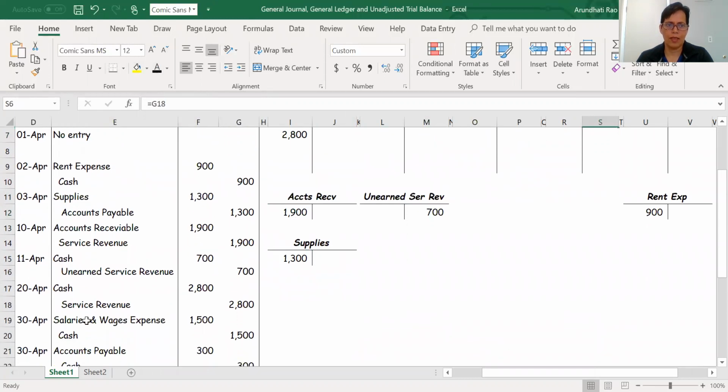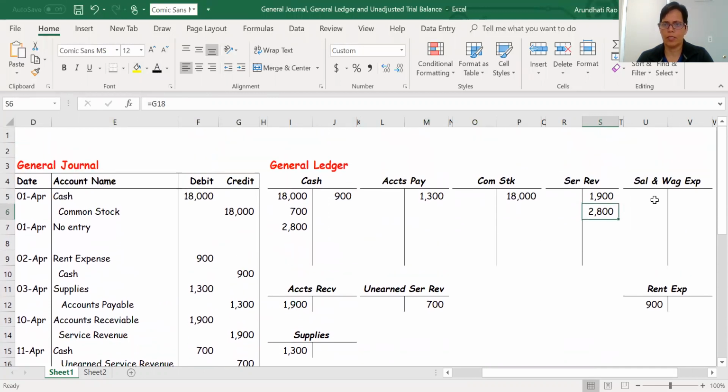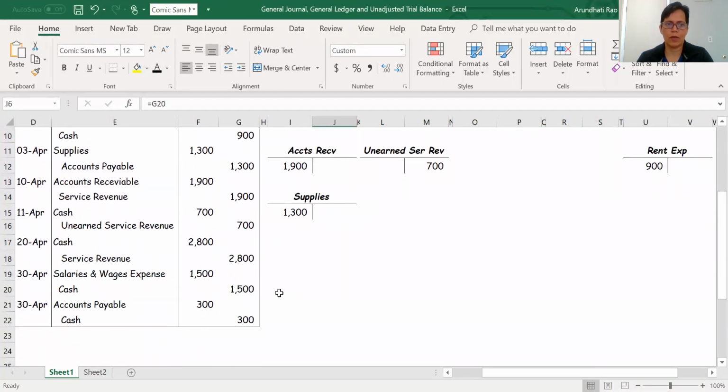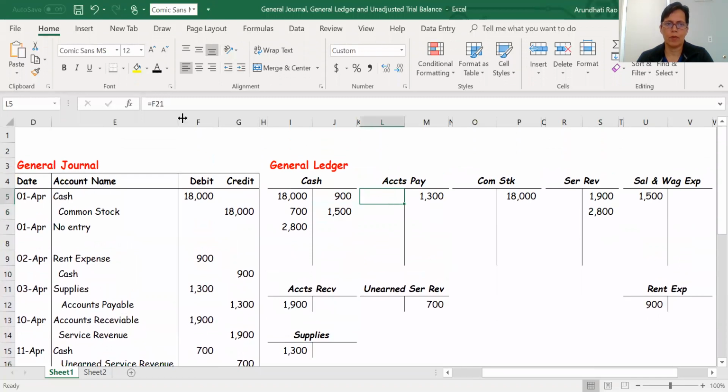Then I have salaries and wages expense debit, cash credit, salaries and wages expense debit, and cash credit. My cash balance has gone down, but obviously I got a benefit over there. And accounts payable debit, my accounts payable balance went down, which is good. A liability decreased, but so did cash, which is an asset. Okay. So now I have finished the process of posting everything from the journal into the ledger. That's the third step.